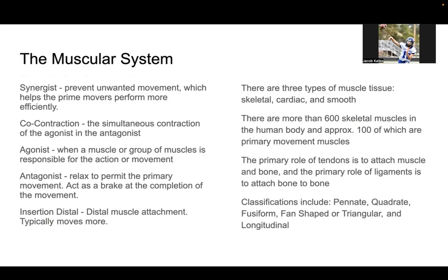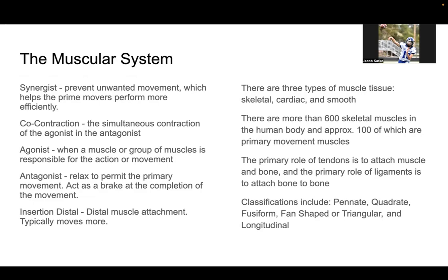Now looking at the muscular system, there are three types of muscle tissue, which include skeletal, cardiac, and smooth. There are more than 600 skeletal muscles in the human body, of which approximately 100 are primary movement muscles. The primary role of tendons is to attach muscle to bone, and the primary role of ligaments is to attach bone to bone.